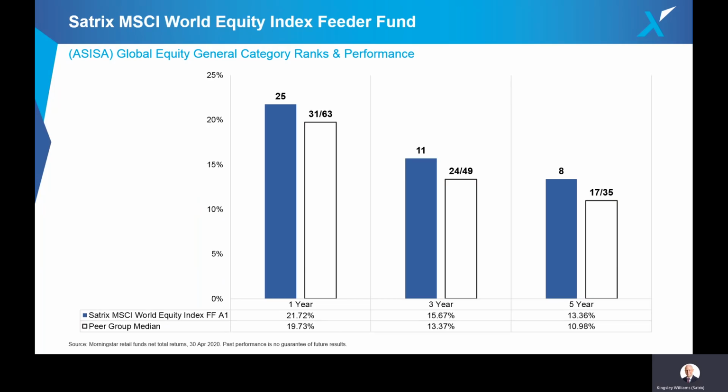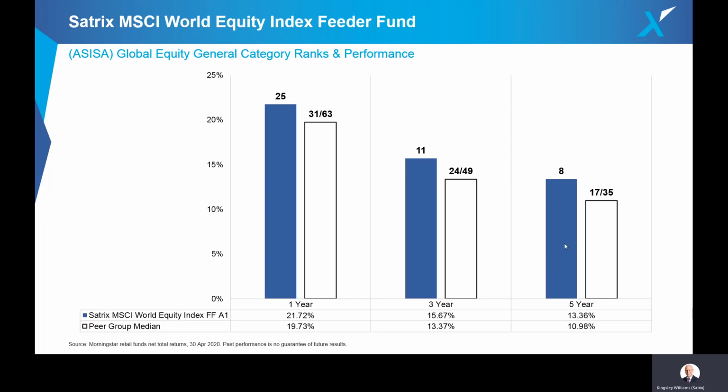Just having a look at how MSCI World does as an investment strategy relative to any other investment strategy you may be considering to get exposure offshore. This is plotting our World Equity Index feeder fund, which is a unit trust, relative to the global equity general category of unit trusts as provided by Morningstar. And above each of the blue bars, you'll notice a number, and that number represents the rank of that fund over the period.